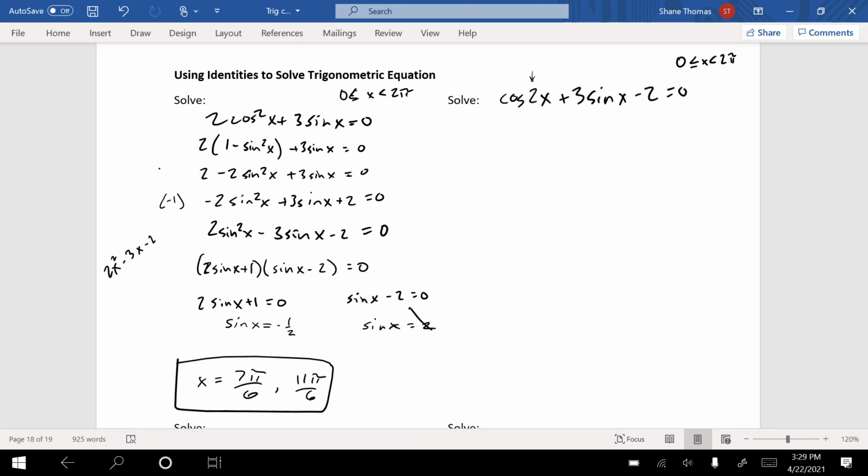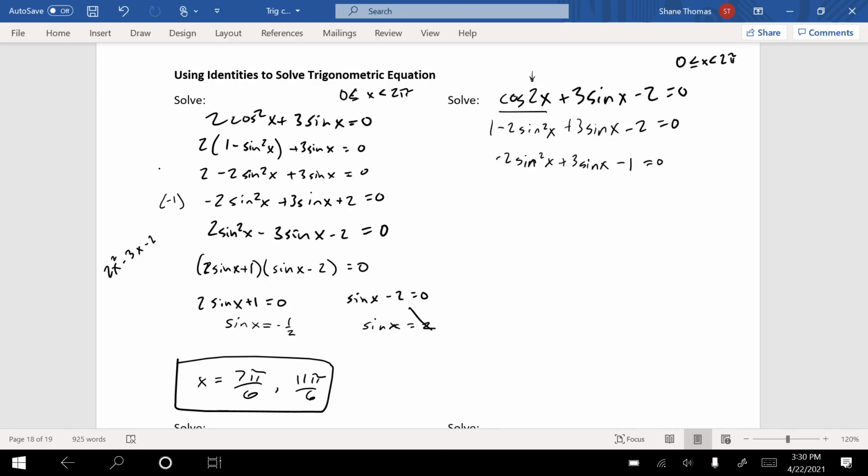Now looking at this, I can replace cosine of 2x, it's a double angle formula, with this. This would be from 2 lessons ago. 1 minus 2 sine squared of x. Okay, so then now the rest of it just tags along. Now I'm in an area where I can work with this, because now I have my negative 2 sine squared of x plus my 3 sine of x, and 1 and negative 2 combine as like terms. I have negative 1. That's equal to 0.